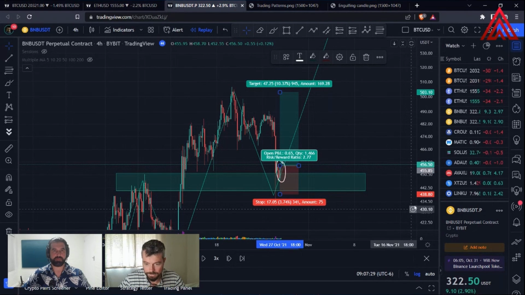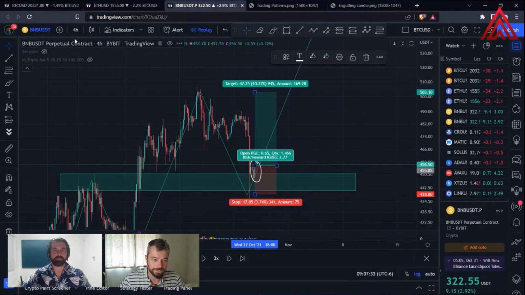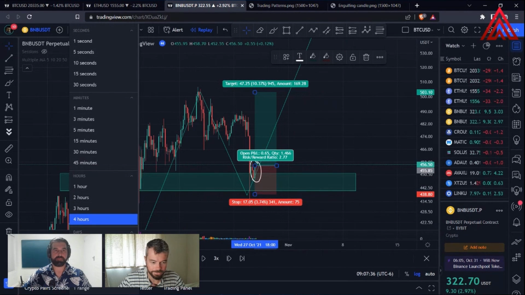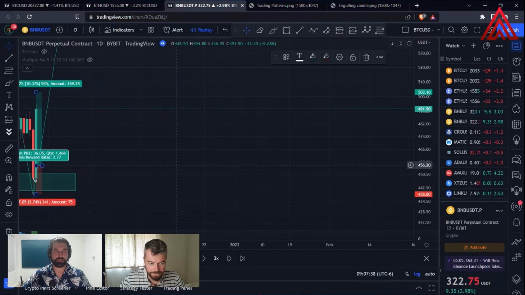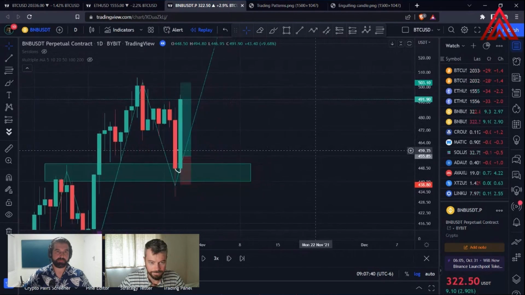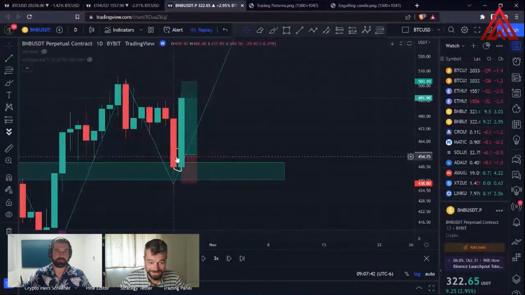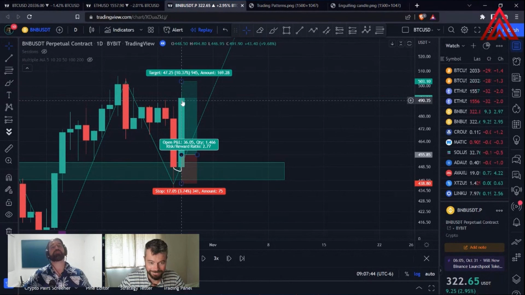But again, the trend is your friend, so you want to trade with the trend. So when we zoom out again and go back to our daily, okay, my trade now is in, and you see that during this day, it went up very quickly.